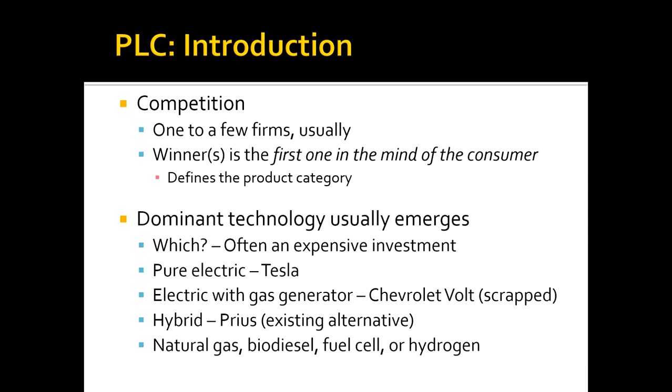Chevrolet created a car that had an electric engine and battery in it, and then when it ran low, it would turn on a gas generator, the Chevy Volt. That's what it did. They scrapped that. Cost them probably close to $1 billion to develop that. There are other technologies available for propulsion, natural gas, biodiesel, fuel cell, hydrogen. So there's a lot going on in terms of technology during the introduction stage, and usually one of them will bubble up to the surface to be the dominant one.